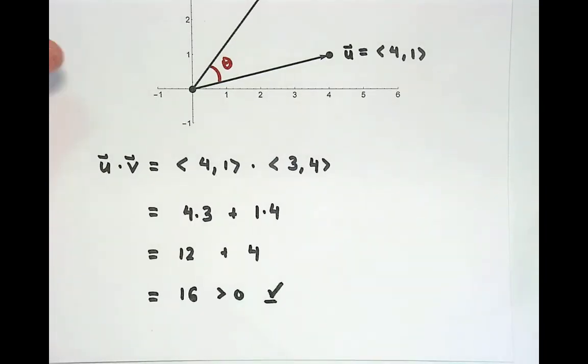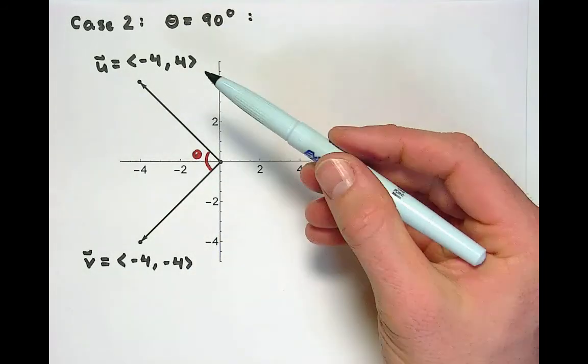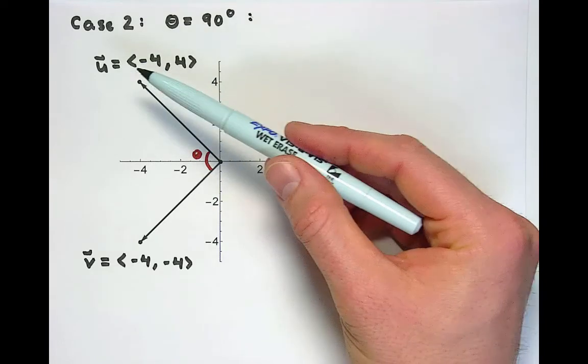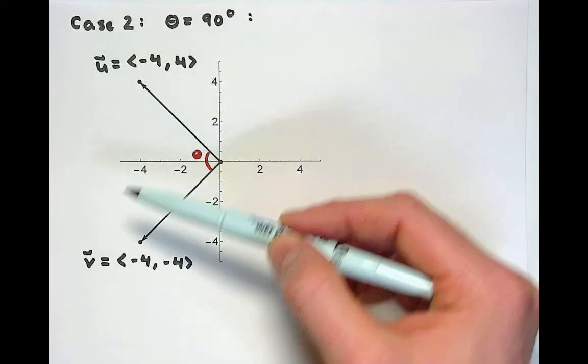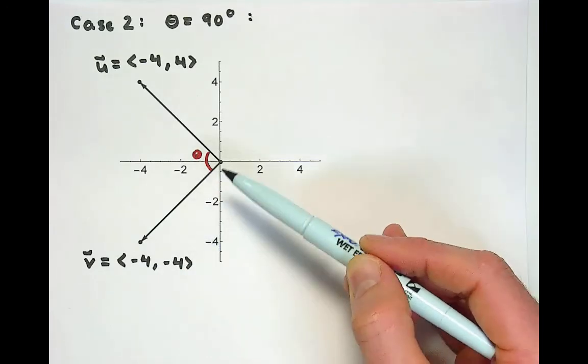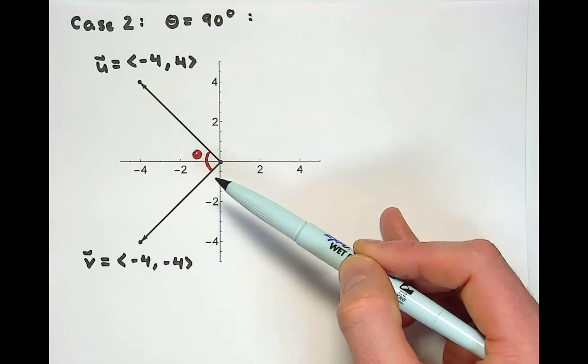Let's take a look at case 2, where we're going to find the dot product between two vectors that are orthogonal. It should take a few seconds for you to confirm that if I have a vector u, which is -4, 4, and a vector v, which is -4, -4, that these are actually orthogonal, that the angle between the two of these is 90 degrees.